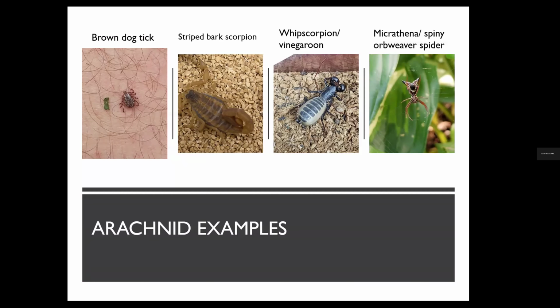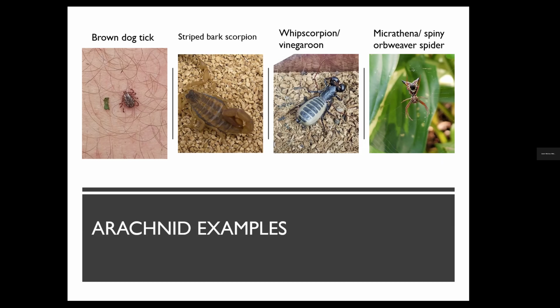To the left of that is a whip scorpion, also known as a vinegaroon. Those ones, while they have a long whip-like tail, which is where they get the name whip scorpion, do not sting. They actually release a chemical that's very similar to acetic acid, and it smells like vinegar. So that's where they get the name vinegaroon.